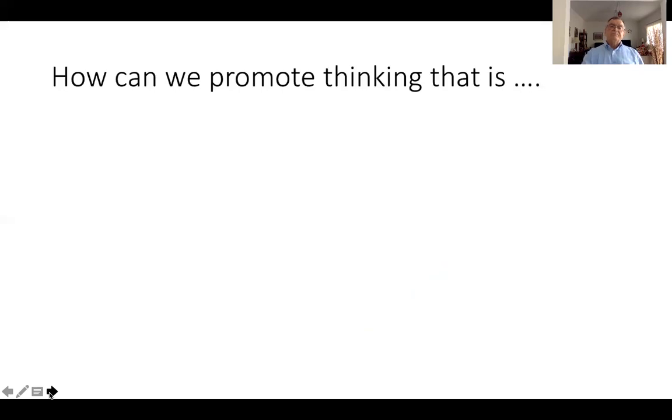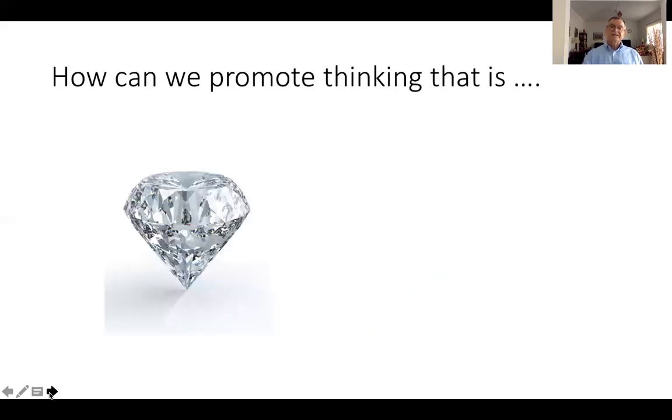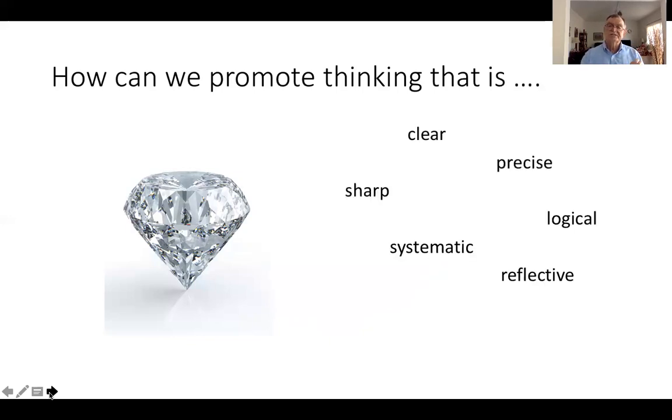So how can we promote thinking that is, I like to use this image of a diamond, clear, precise, sharp, logical, systematic, reflective, and analytical, rather than the kind of woolly thinking that we are often capable of, unless, I would argue, unless we're trained to think in this particular way.